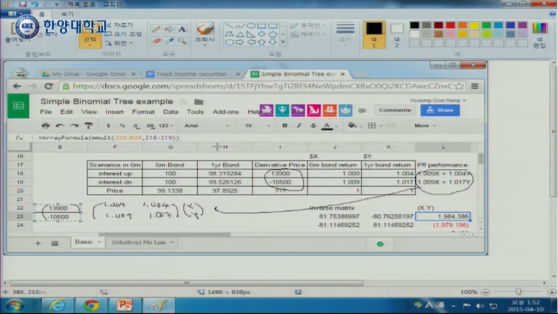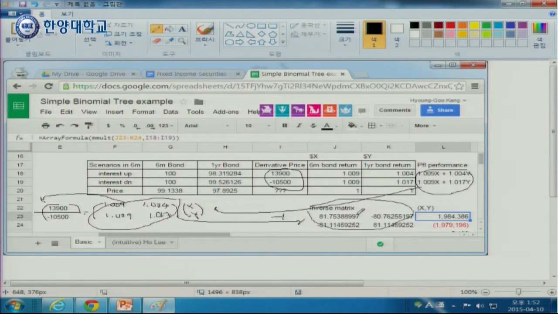Right? This one should be equal to this one, right? And then in order to solve for X, I have to get the inverse matrix of this one, and the inversion of this one is this one. By multiplying the inverse matrix with this one, we are moving this one over here, right? Then we can get X and Y. So that's why I need the inverse matrix over here.